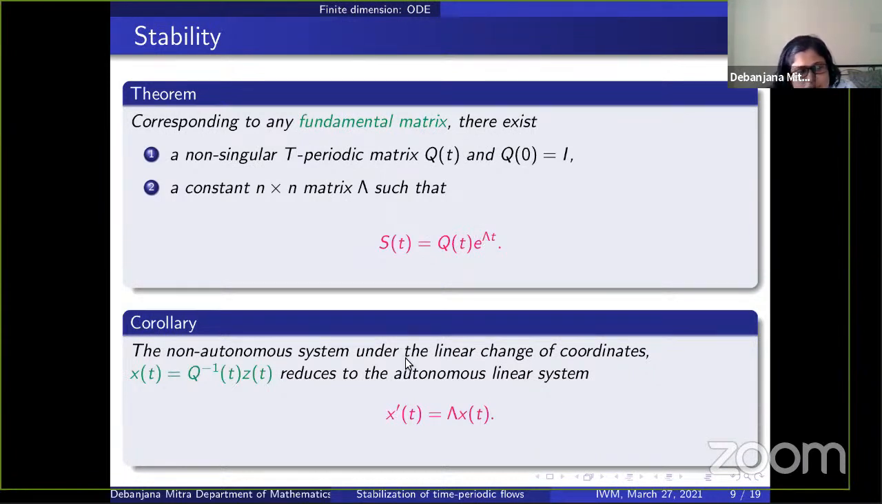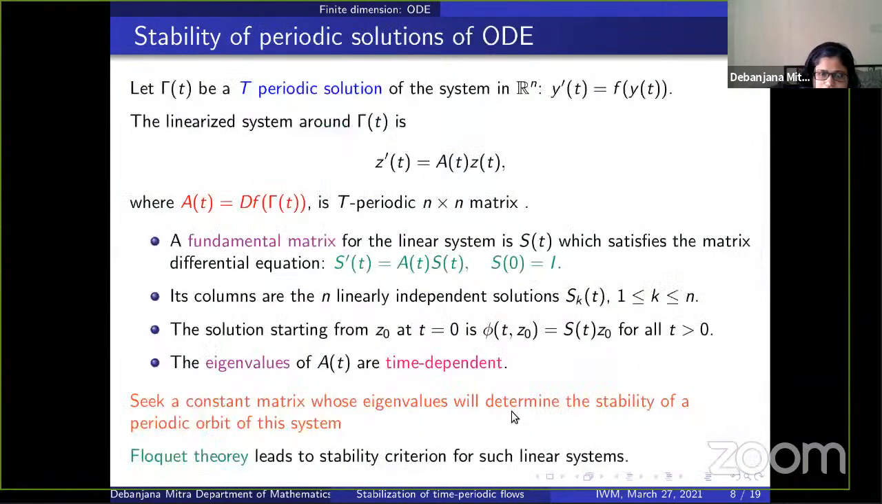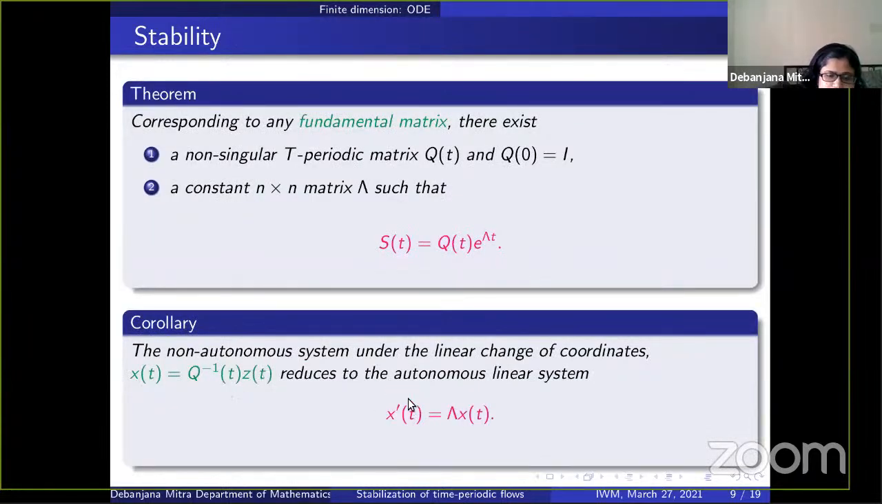And once we have this, as a corollary we get that the non-autonomous system under the linear change of coordinates, that is called x(t) equal to Q inverse(t) z(t), reduces to the autonomous linear system x prime(t) is equal to lambda x(t). Whatever I was talking about in the previous slide, that z prime(t) equals A(t) z(t), under this change of variable x(t) equal to Q inverse(t) z(t), is now reduced to this autonomous linear system, which reads as x prime(t) is equal to lambda x(t). So in particular, Q is basically the diffeomorphism between these two spaces.